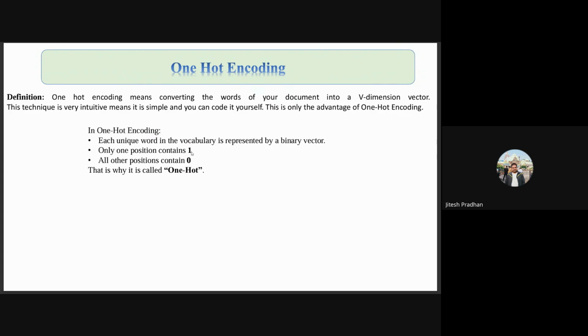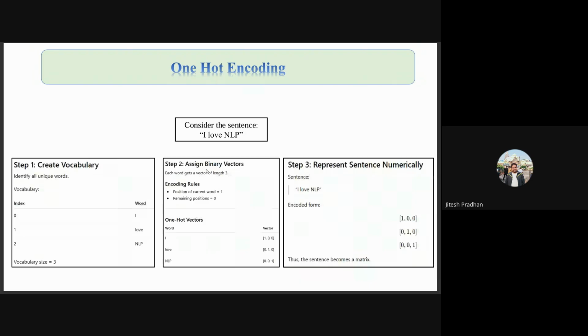That is 1. Okay, so one-hot encoding means converting the words of your document into a V-dimensional vector. This technique is very intuitive, meaning simple, and you can code it yourself. Each unique word in the vocabulary is represented with a binary vector. Only one position contains 1, so that is called one-hot, and all the other positions will be 0. That's why we call it one-hot encoding. Okay, now let's take an example.